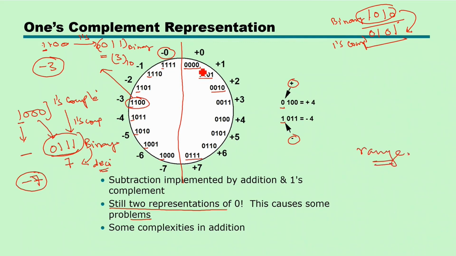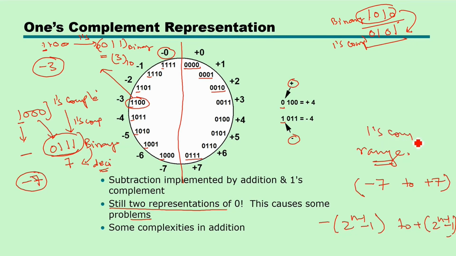So in case of range, we can just see it is +7 to -7. Again here, -7 to +7 is the range in case of 1's complement also. So in terms of the general form, we can write -(2^(n-1) - 1) to +(2^(n-1) - 1). So this is the general form of the 1's complement range. In 1's complement, the range of numbers for n bits, the generalized form, is this one.